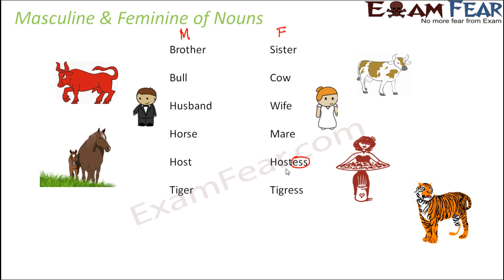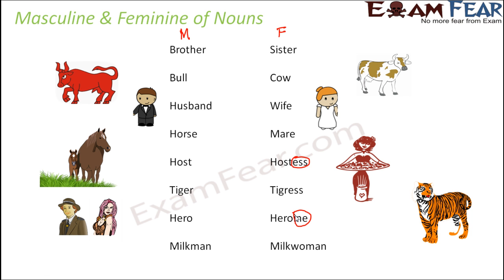For example, tiger, tigress, hero, heroine. Here again, you have added a suffix of INE. With that, you have got the feminine form of the noun. Milkman, milkwoman. In this case, only one part of the word is changed. The man is changed to woman. And that's how milkman is changed to milkwoman. So these are some examples of masculine and feminine forms of nouns.